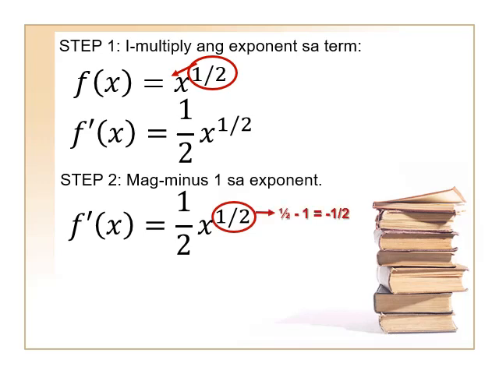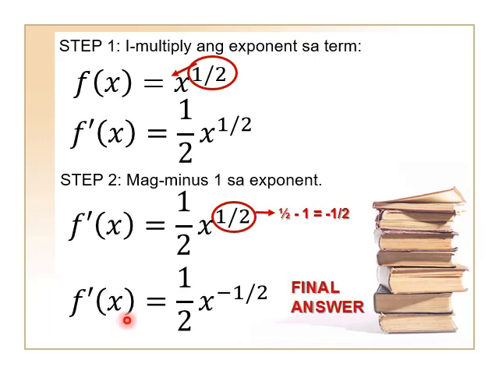Okay, so 1/2 minus 1 is equal to negative 1/2. Okay, so magiging final answer natin is f prime of x is equal to 1/2 and then x raised to negative 1/2.